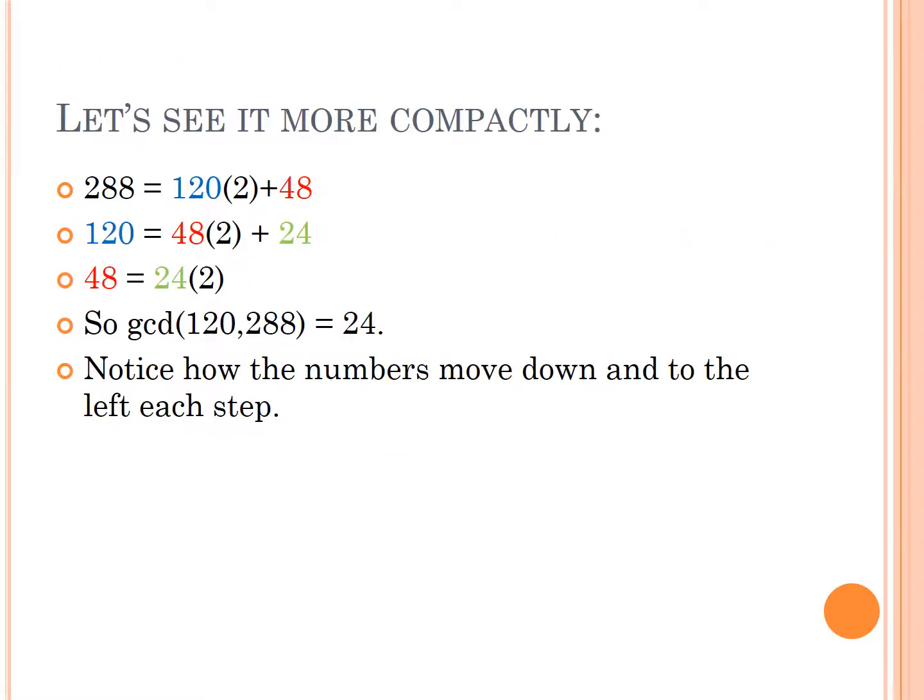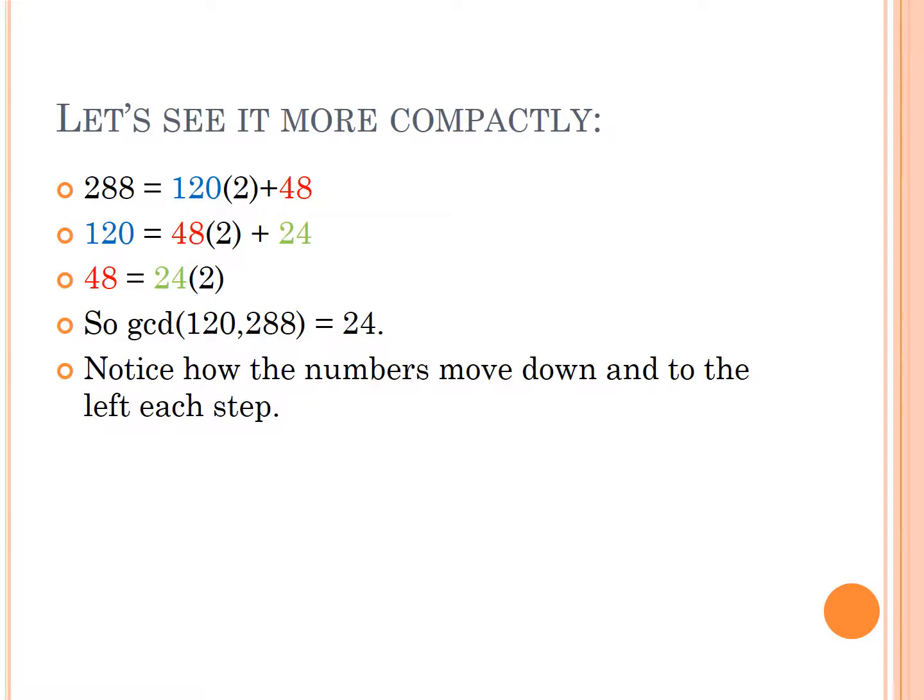So I just rewrote it here more compactly with the colors so that you can see on each line down how a remainder will become a divisor. Next line down will become the dividend. So the same calculations. Take a look at those colored bands that show you where those numbers move and how our final answer is the last non-zero remainder, 24.